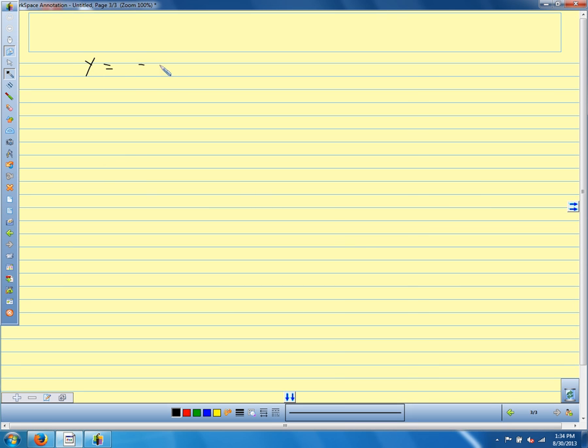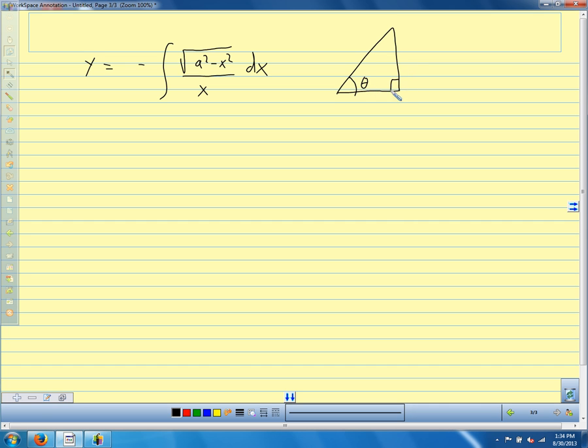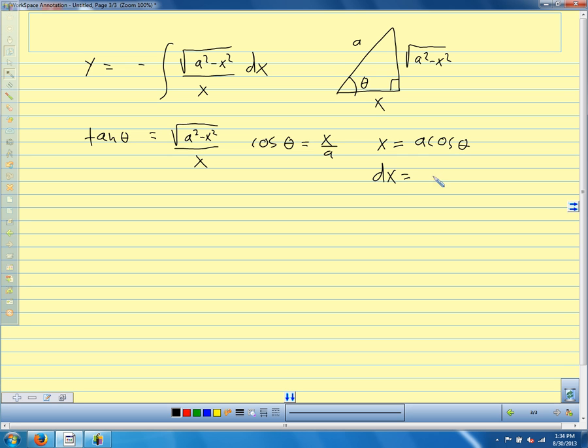So we have y equals, and I'm going to put the minus sign out front, minus integral square root of a squared minus x squared over x dx. Draw my triangle. Always draw a triangle for trig sub. This side is a, this side is square root of a squared minus x squared, and this side is going to be x. So let me write the quantities that I need. Tangent theta equals square root of a squared minus x squared over x. Cosine theta equals x over a. So x equals a cosine theta. Trying to get my dx here, dx equals minus a sine theta d theta.